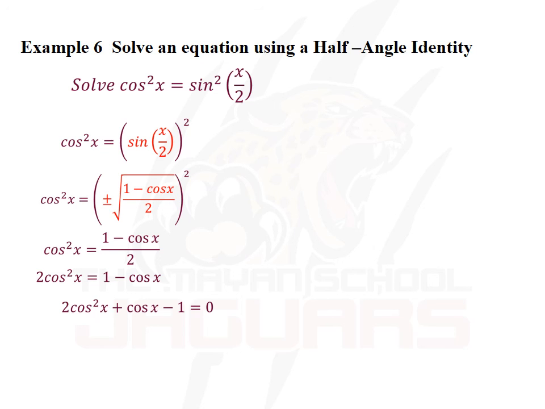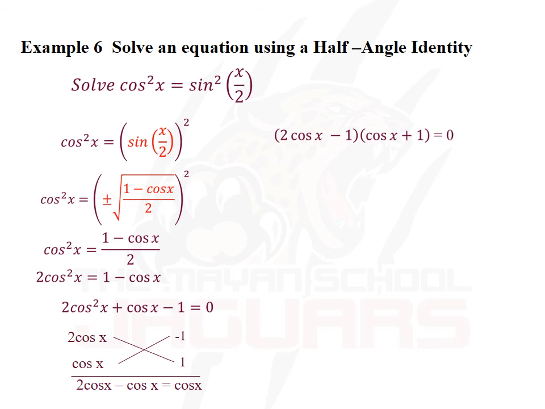I need to find the possible factors of 2 cosine square of x. There are 2 cos of x and cos of x, and I do the same with the negative 1 and 1, and that order is going to work. I multiply across: 2 cosine of x times 1 plus cosine of x times negative 1 gives us 2 cosine of x minus cosine of x equals cosine of x, that is the term in the middle, meaning that the way I factored the trinomial 2 cosine square of x plus cosine of x minus 1 is correct. So my factors are 2 cosine of x minus 1 and cosine of x plus 1. I put them together, multiplying, and I make my equation once again equal to 0.